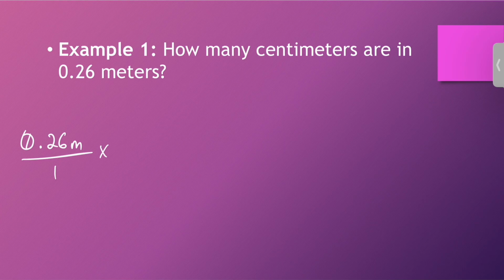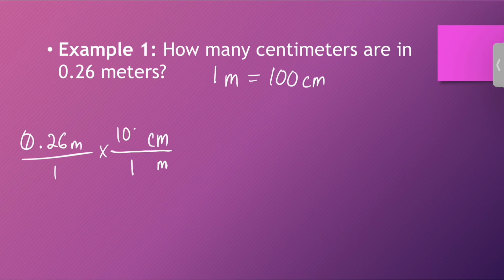We need to determine the conversion factor. 1 meter is equal to 100 centimeters. This is a pretty small conversion, so it's not necessary to put it in scientific notation. We have units of meters, so we're going to put those on the bottom so they cancel. And we want units of centimeters. In 1 meter, there is 100 centimeters.